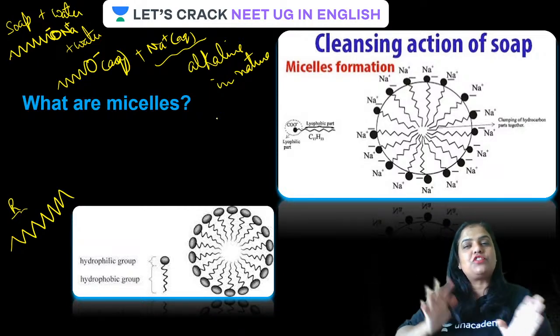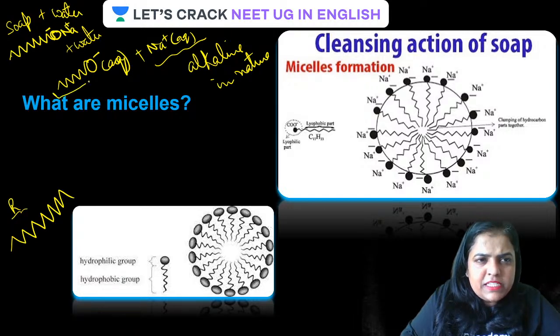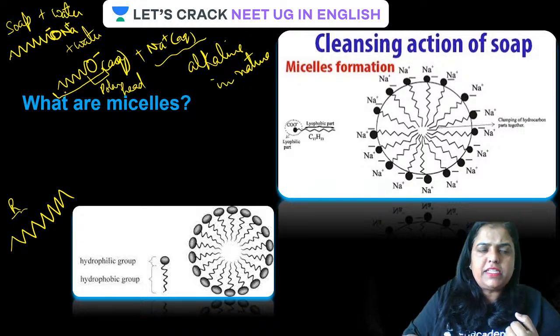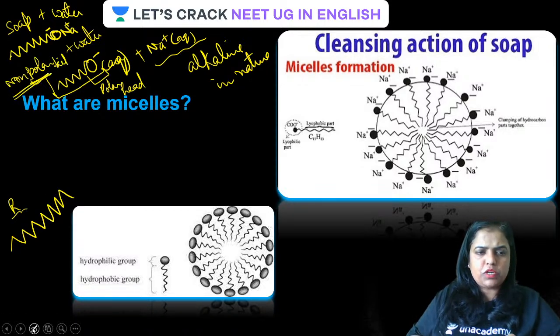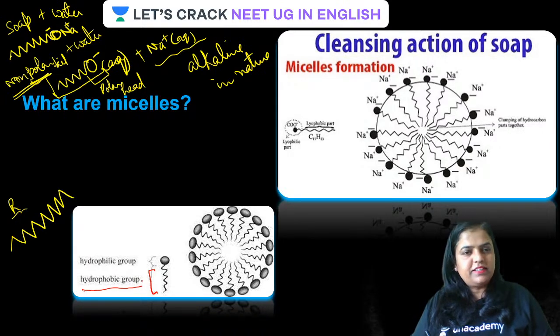Let me explain how I am taking you to micelles. This particular one is very easy to understand: it has two types of ends. This one is the head part, so what do we call this? Polar head. And this one is the tail part, the non-polar tail. All clear, guys? This non-polar tail is hydrophobic in nature, which is water repellent. The non-polar part is hydrophobic, or water repellent.